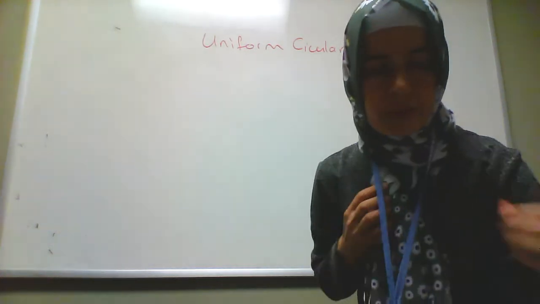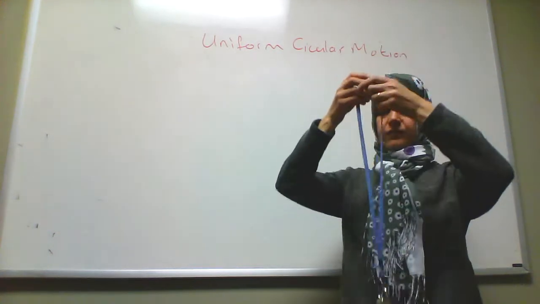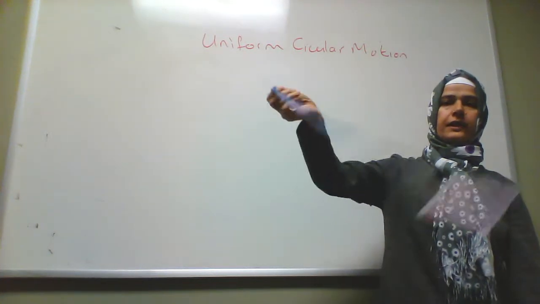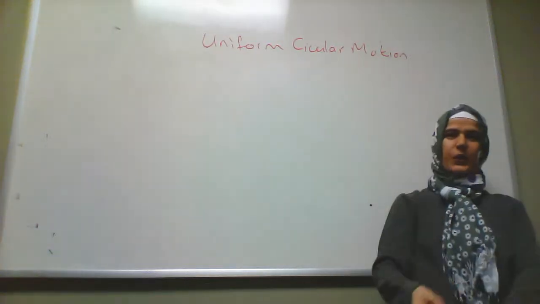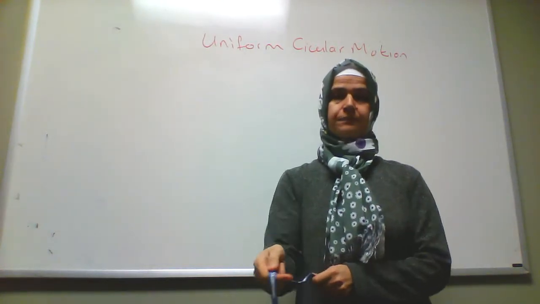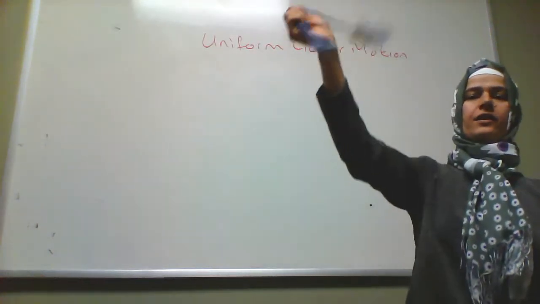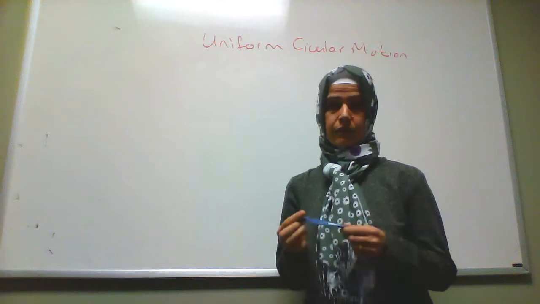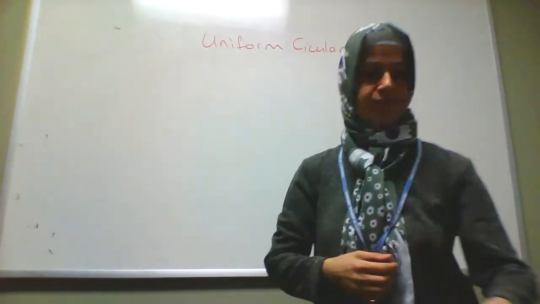So simply, if we have an object, I'm going to use my keys for that, and we rotate it, we will have a circular motion. If I can maintain more or less constant velocity here, it will be a uniform circular motion. This is another way, we'll be learning all these later on, of making a uniform circular motion.